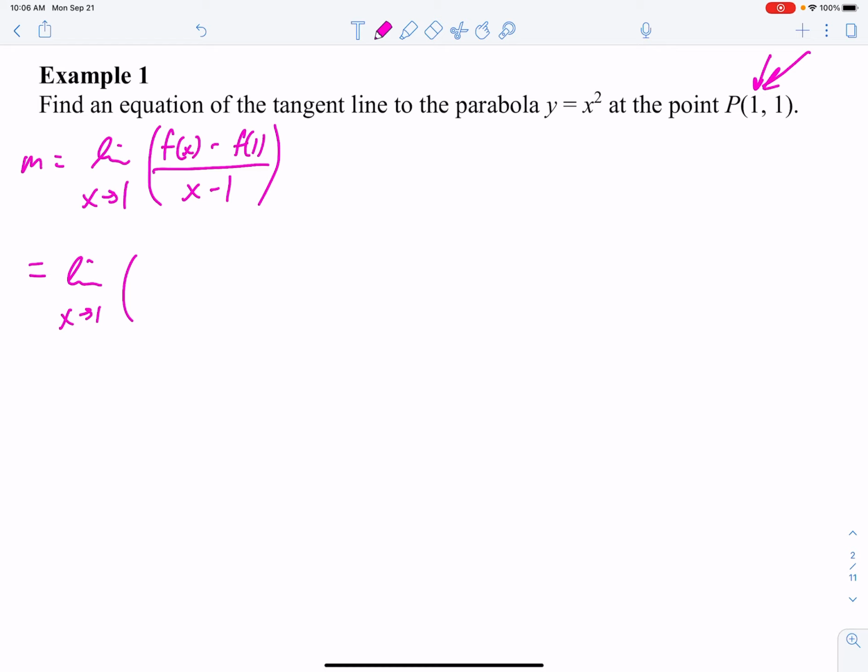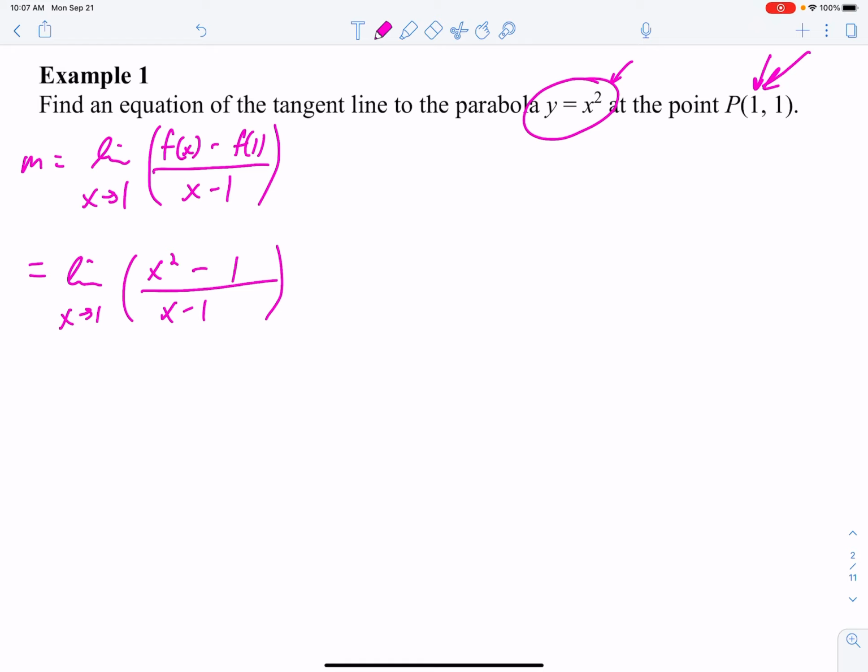Well, we need to figure out what all this is. f of x is that, since y and f of x are the same thing. So f of x is x squared minus, and f of 1 means plug a 1 into the x, so 1 squared is 1, over x minus 1. Okay, so we have a function.